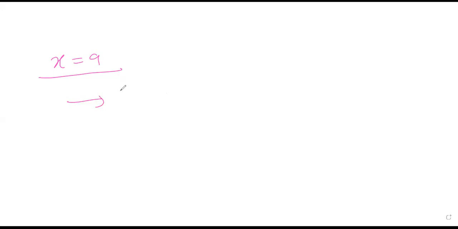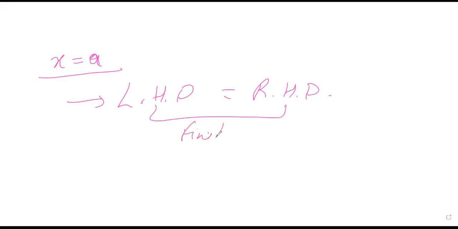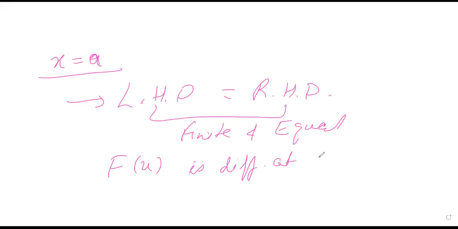At any point, let's say x equal to a, I will find the left hand derivative, and if it's equal to the right hand derivative, those should be finite and equal, right? Finite and equal. Then we say that function f(x) is differentiable at x equal to a. That is the whole concept.